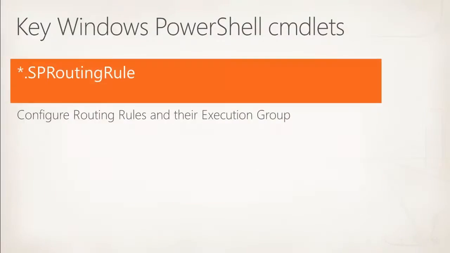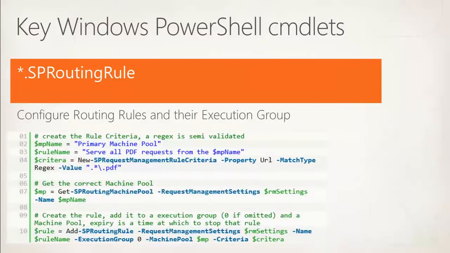Then we have the same thing for routing rules, but the only real difference here is we're also going to configure their execution group. If we leave the execution group switch off here, it will always go into execution group 0. I would recommend, as a general statement, getting into the habit of always specifying the execution group. It just makes it a lot easier to work with. So those are the key commandlets. We'll see them in the demonstration in a few moments.